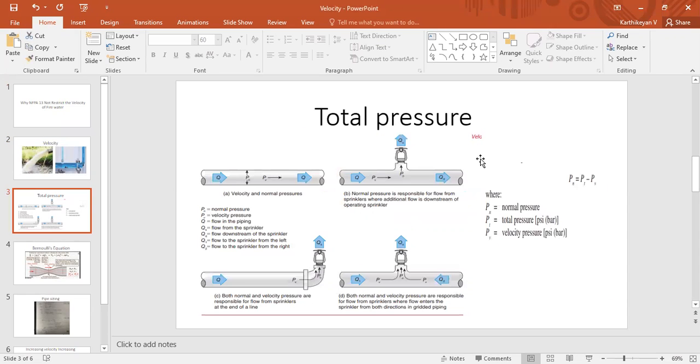Then the total pressure. The fluid passes through the cross-sectional area of the pipe. Under non-flow conditions, the pressure will act on the inside wall of the pipe. This is called static pressure or normal pressure. Under flow conditions, the pressure will act in the flow direction. This is called velocity pressure. If we want to calculate the total pressure, we need to add both. So static pressure plus velocity pressure is equal to total pressure.